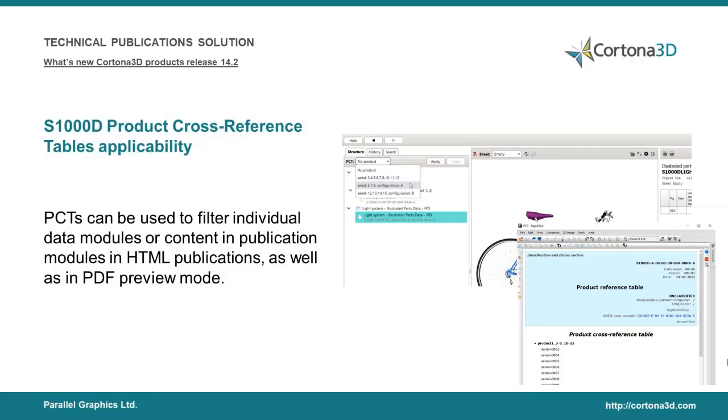S1000D is a standard for technical publications. It specifies a common structure and format for technical documentation, including maintenance manuals, repair manuals, and other types of technical documentation. One important element of S1000D is the concept of applicability.